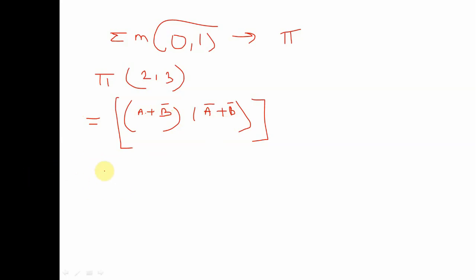Now I am taking another example, pi 2 1. Here how many terms are present? 2 terms are present. So how many variables? 2 variables are present, because here the minimum number is 1 and the maximum number is 2. So in between 0 1 2 3, this is the maximum combination.